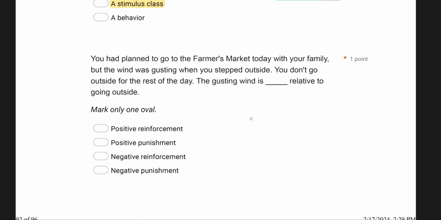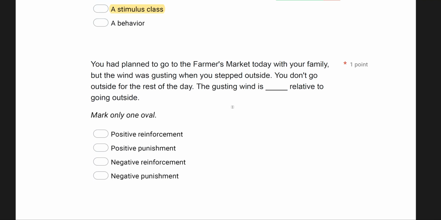You'd planned to go to the farmer's market today with your family, but the wind was gusting when you stepped outside. You don't go outside for the rest of the day. The gusting wind is blank relative to going outside. So let's think about this. We're looking at the gusting wind relative to going outside. Now, is the gusting wind an antecedent or a consequence? Well, we planned to go to the farmer's market, but when you go outside, the wind gusts. So the gusting wind is the consequence for you going outside.